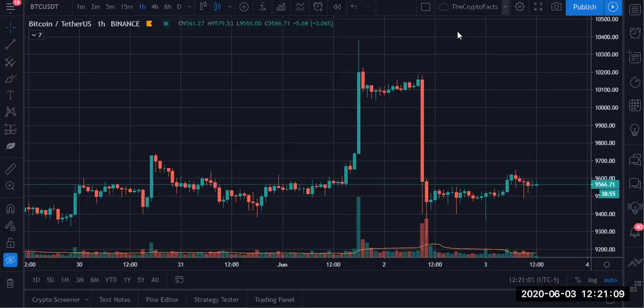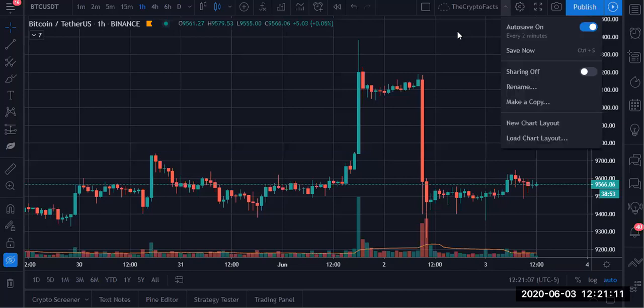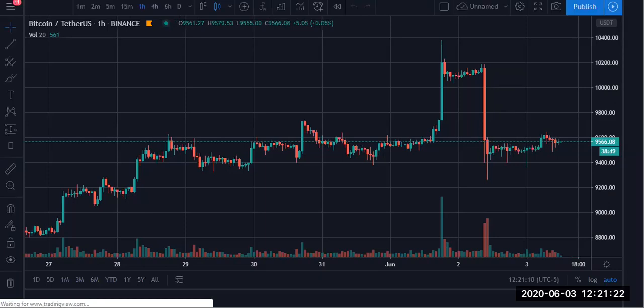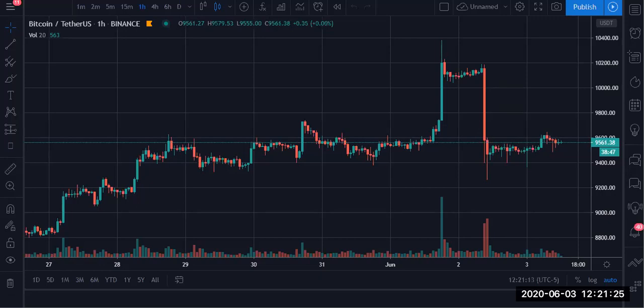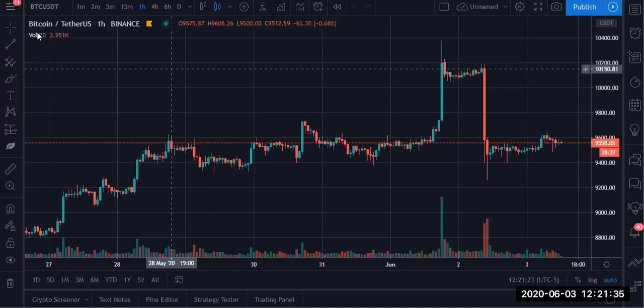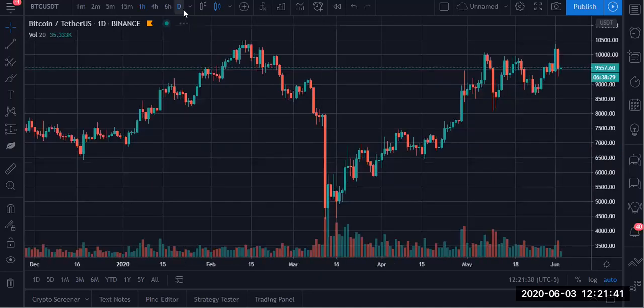Okie dokie, let's get this loading up. Okay, new chart layout. Hurry up and load. We ain't got all day. Literally, we don't have all day. Okay, so this is the chart layout. It's empty. Nothing's on here. Completely blank, unlike my other one.